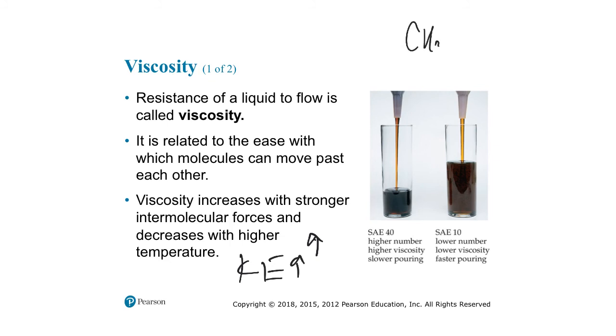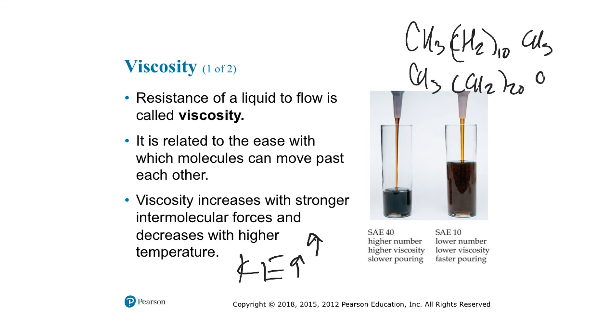So if you have, like, a CH3, CH2 ten times, CH3, that has one viscosity. Compare that with CH3, CH2 twenty times, CH3. The viscosity here will be much higher due to the longer chain. So if you lengthen the chain of your hydrocarbon, you'll have a thicker, harder to flow liquid as a result.